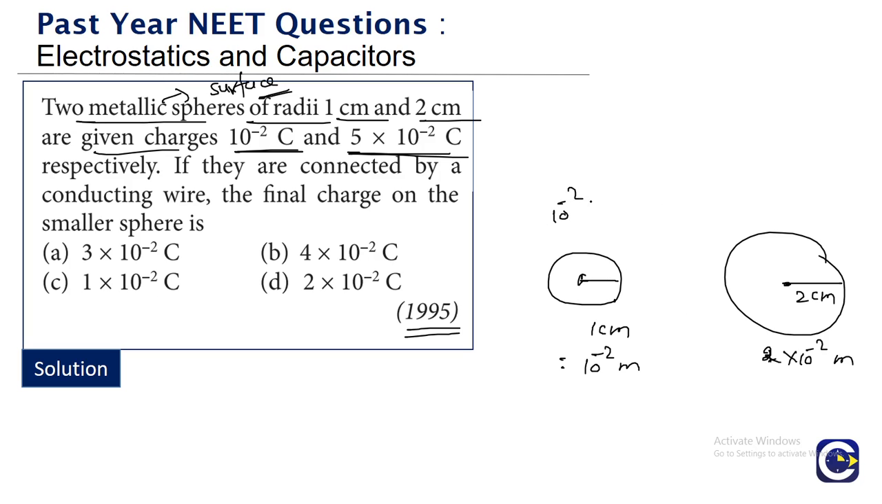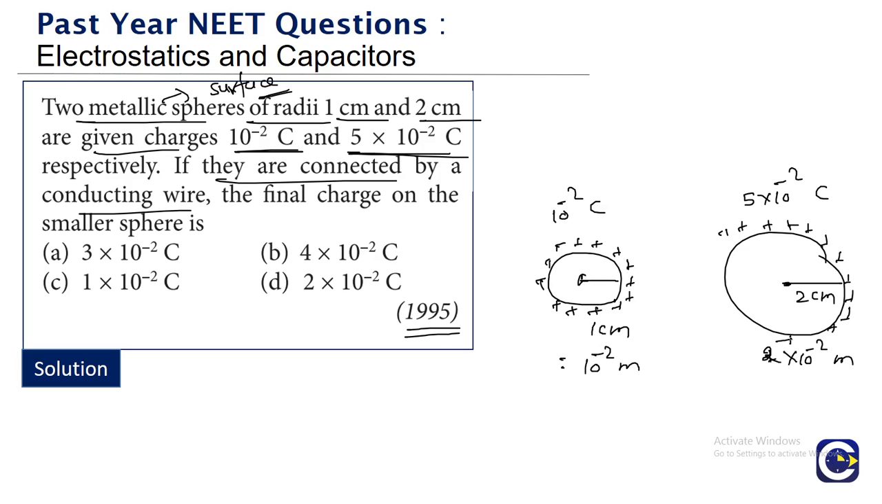This sphere is initially having a charge of 10 power minus 2 coulomb. This one is having a charge of 5 into 10 power minus 2 coulomb. If they are connected by a conducting wire, where is the charge going to be for both these spheres? Because they are metallic, conducting spheres, the charge will be on the surface.